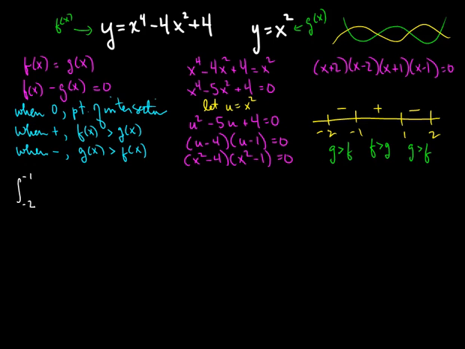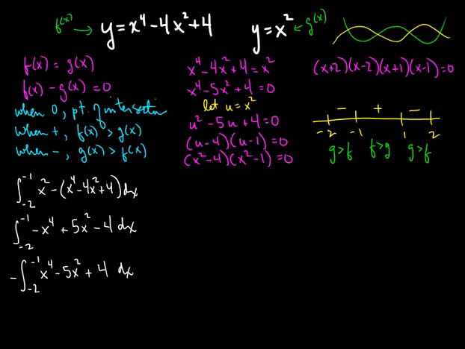The first integral will go from negative 2 to negative 1 and will be g of x minus f of x, or x squared minus the quantity x to the fourth minus 4x squared plus 4 dx. So simplifying that a bit, I'm going to get integral from negative 2 to negative 1 of negative x to the fourth plus 5x squared minus 4 dx. And I'm going to factor out the negative 1, leaving me with negative integral from negative 2 to negative 1 x to the fourth minus 5x squared plus 4 dx.